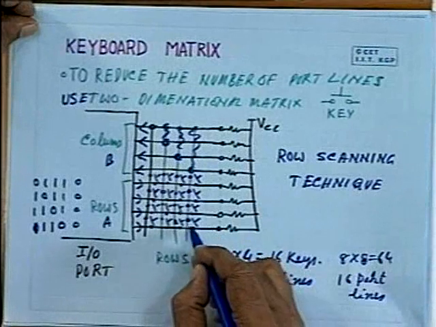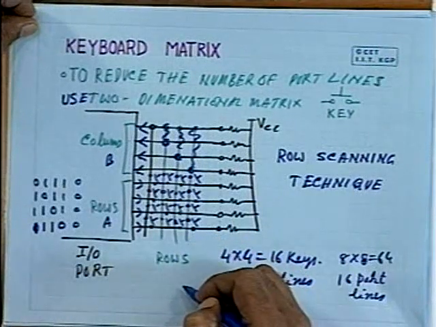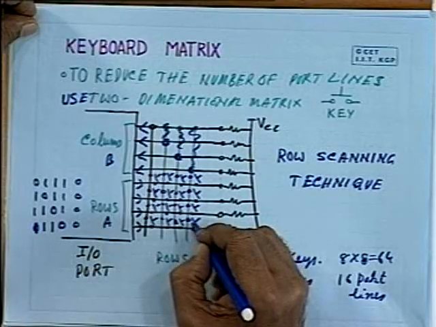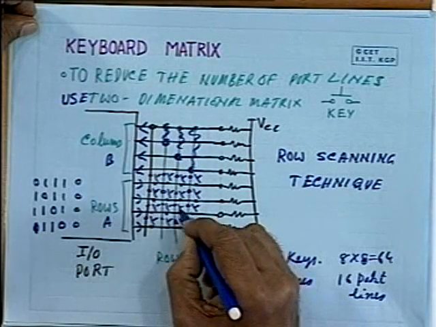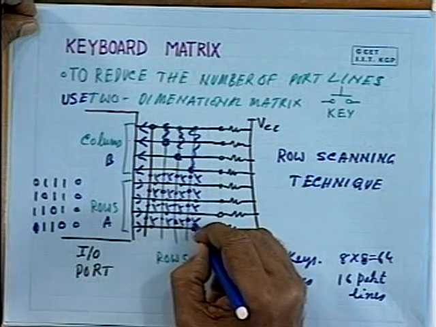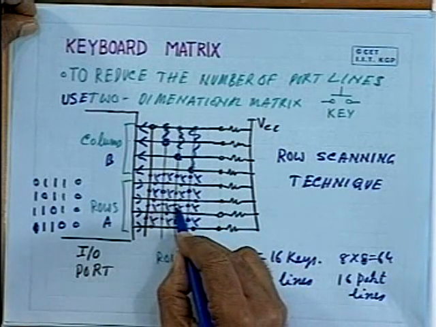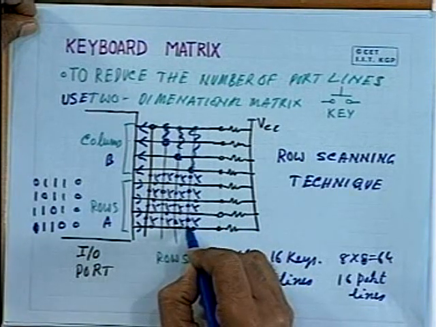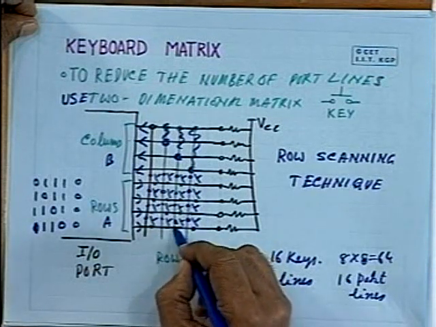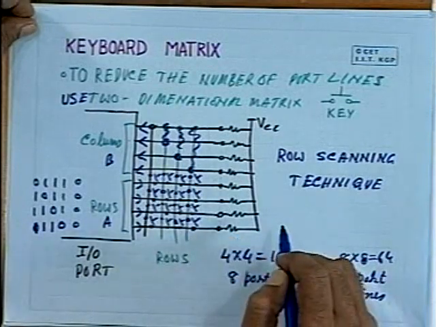If there is closure of more than one key, say suppose two keys have been closed, this key and this key, on row number 3 and row number 2 on column number 3 and 2. Now you reverse this, and closure of these two and closure of these two keys cannot be differentiated. So if there is a closure of two keys, you cannot identify the difference. So this is the problem with line reversal technique.